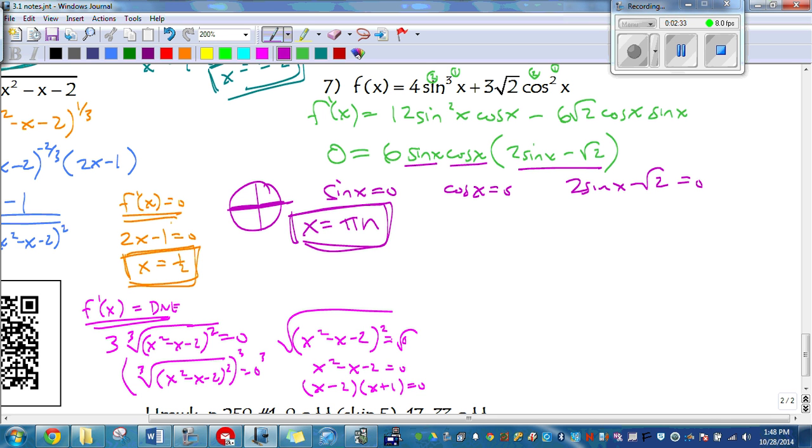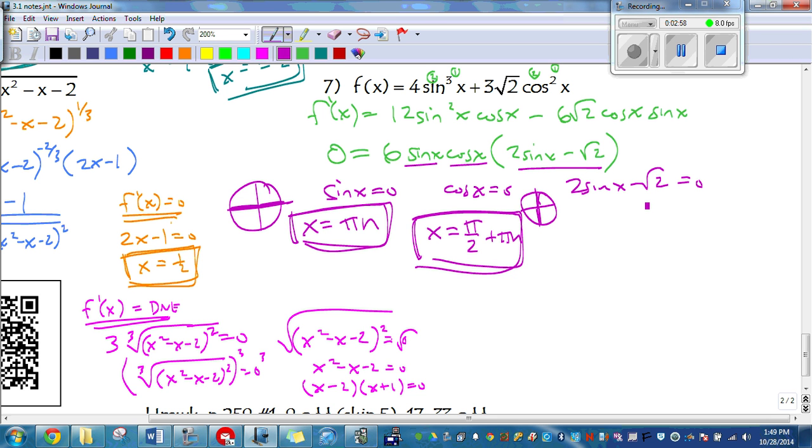Cosine of x is 0. That's going to happen when x is 0 on the unit circle. So that's pi over 2, 3 pi over 2, and all the angles that are coterminal with it. So for this one, we have pi over 2 plus pi n. And that will account for all of those angles. Right? We can just add pi n because they're directly 180 degrees or pi radians across from each other.